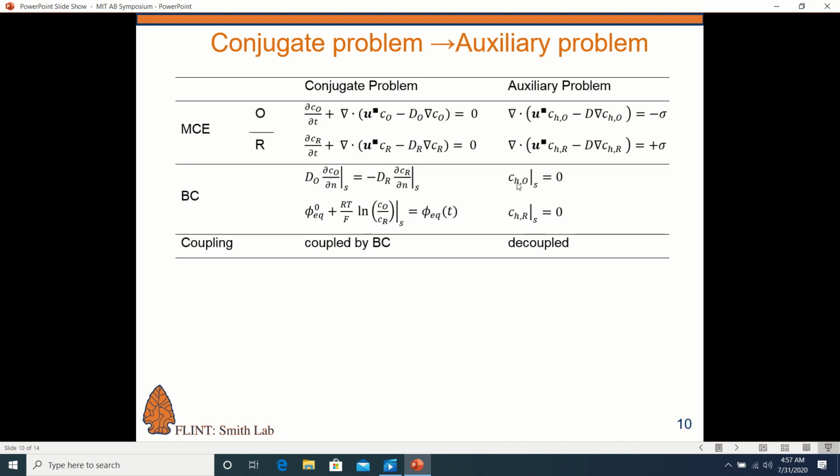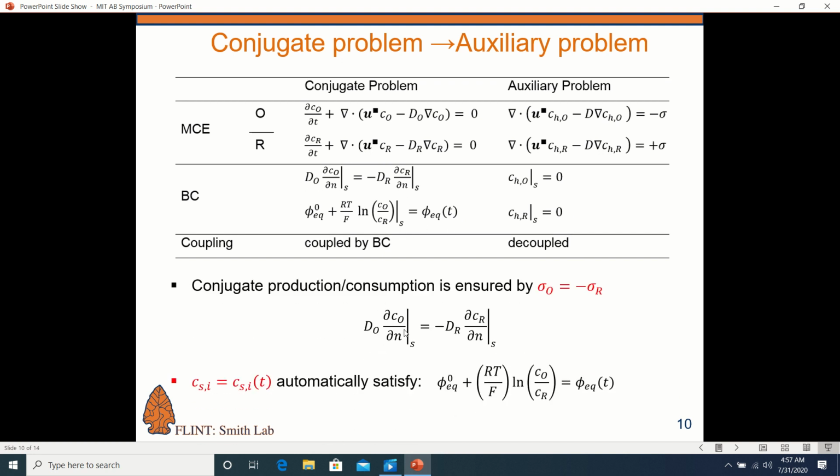So we have this conjugate problem here and this auxiliary problem here, and you see the auxiliary problems are decoupled and very easy to solve, all linear with Dirichlet type boundary conditions. One may ask, how do we ensure that these satisfy the boundary conditions of the conjugate problem? The answer is that this boundary condition is satisfied with this condition and that boundary condition is satisfied with that condition. So mathematically, these two conditions can satisfy the boundary conditions.